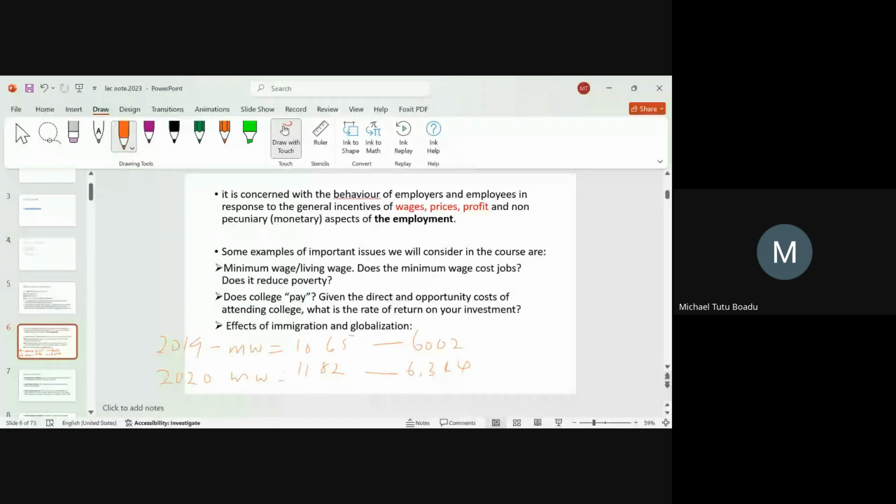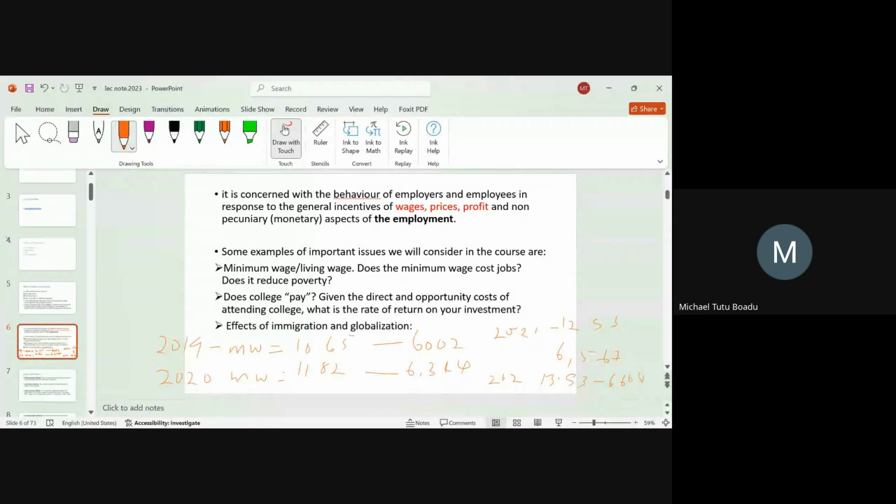In 2021, the minimum wage increased to 12 cedis 53 pesewas, and the level of poverty was 6,567. It even increased to 13 cedis 53 pesewas in 2022, and the level of extreme poverty was 6,608. This can go on and on. What am I communicating here?